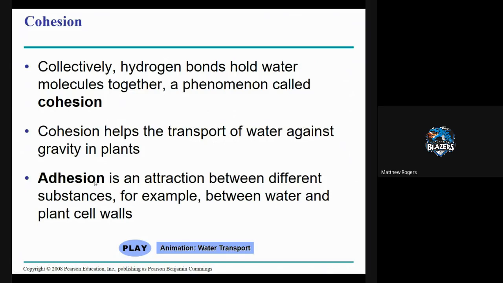Like I connect a piece of paper to a desk. I glue it with adhesion. So that's how I remember. So cohesion, adhesion. Adhesion is the attraction between different substances, for example, water and plant cell walls.